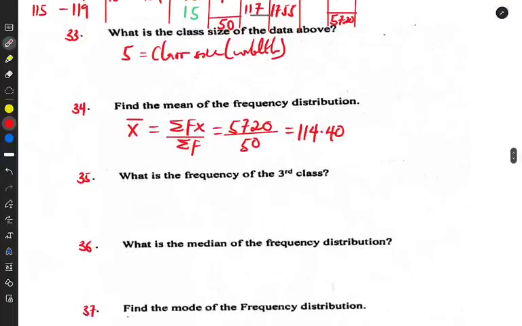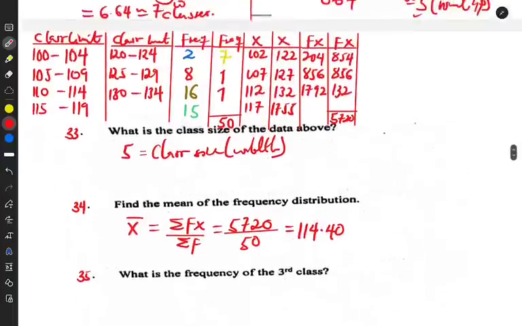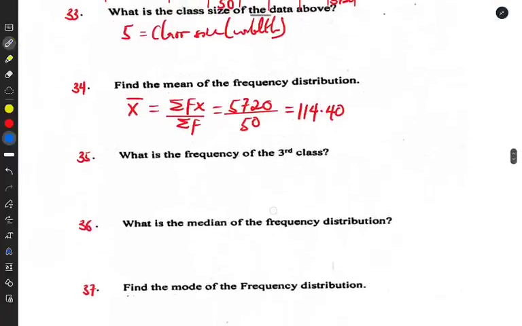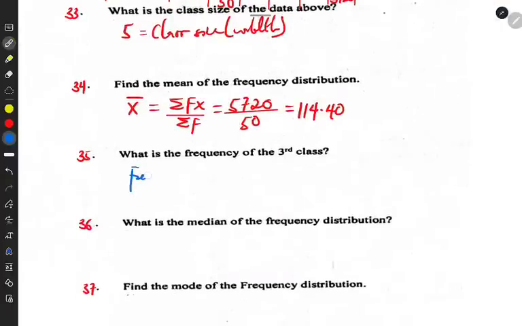Then question 35, what is the frequency of the third class? So we see that the frequency of the third class, just have to do that comparison there, is 16. You can clearly see that 16. 110 to 114, frequency of 16. So let's take note of that. The frequency of the third class is 16.